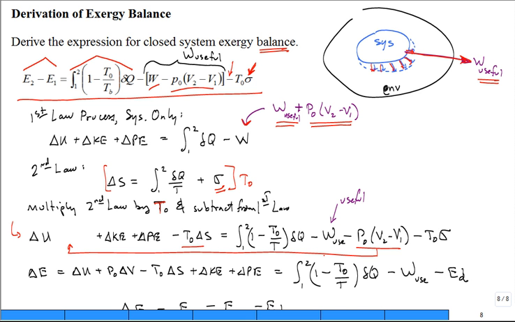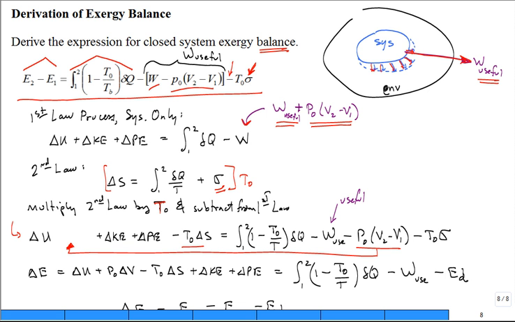You also pick up minus T naught over T in the integral of del Q. You have that useful work minus this PV term. I expanded that work term. And then you have minus T naught sigma. So there's some algebra. Take this P naught (V2 minus V1) and move it over to the other side.